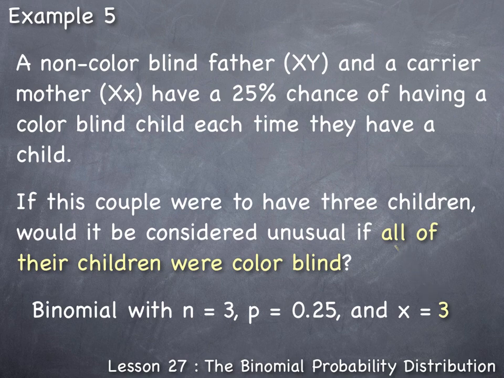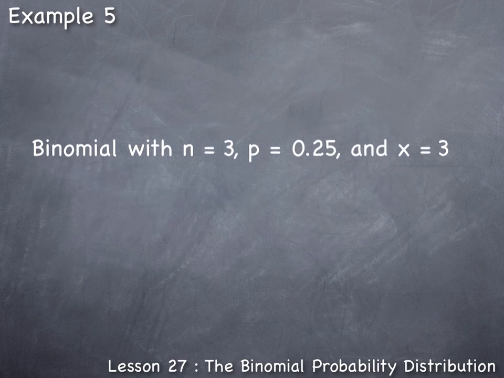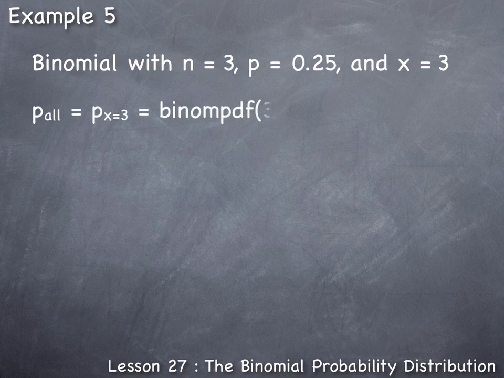So using n equals 3, p equals 0.25, and x equals 3, we can use the binomPDF command in the TI-84 calculator to calculate this result. The reason the binomPDF command would be used is because we're looking at the probability of just equaling 3. And the binomPDF command calculates the probability of x just equaling the value of the random variable x that's inputted into the calculator function. So the probability that all 3 of their children are colorblind can be found by doing the binomPDF with n equals 3, p equals 0.25, and x equals 3.